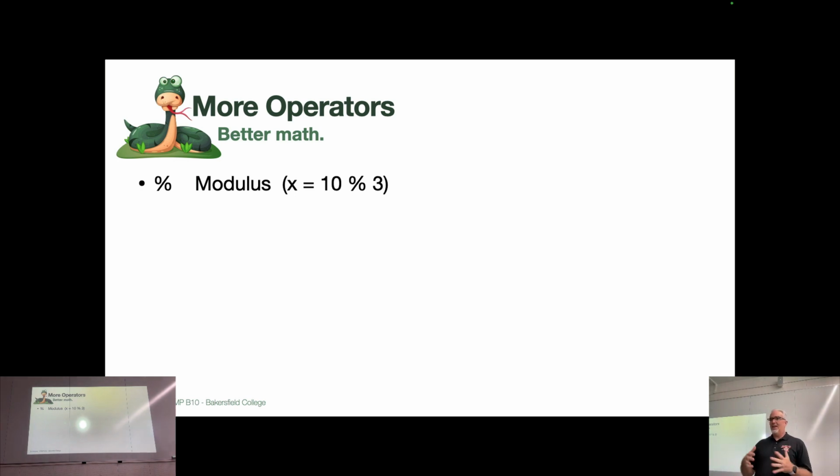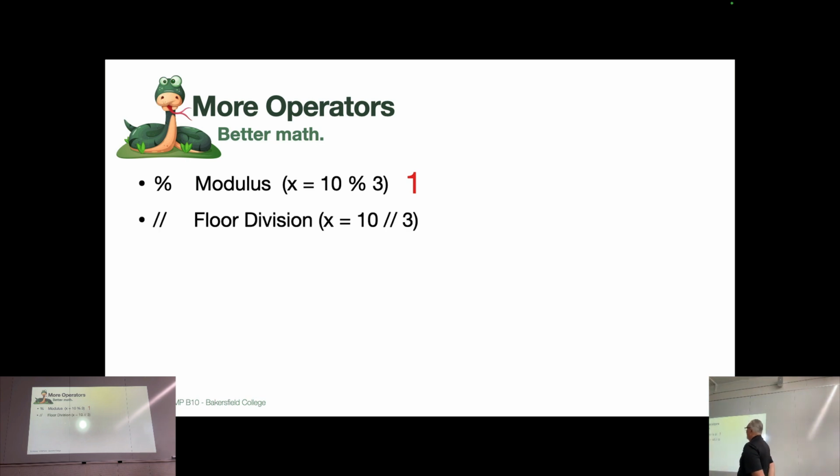So 10 modulo 3 is, the remainder is 1. Because 3 goes into 10 3 times, which is 9, with a remainder of 1. Okay, follow? All right.